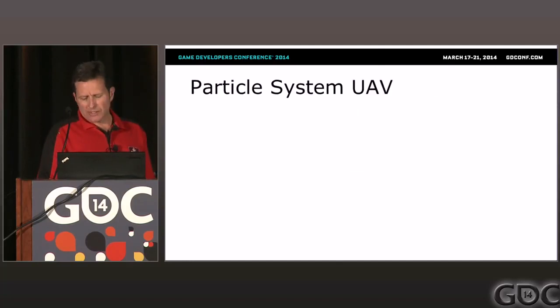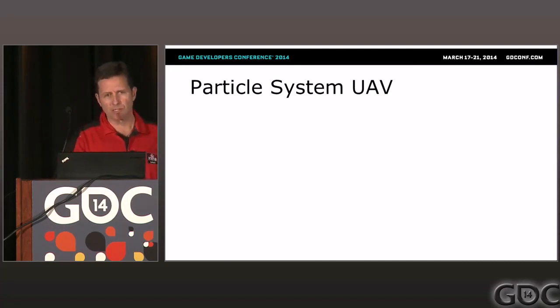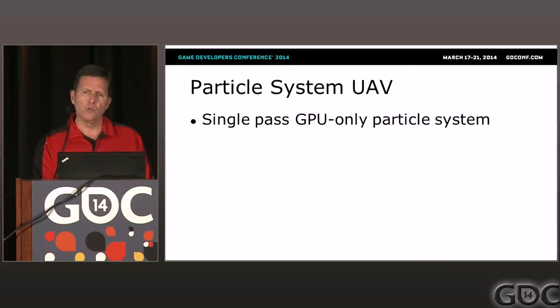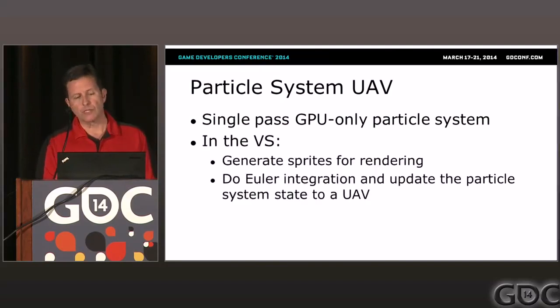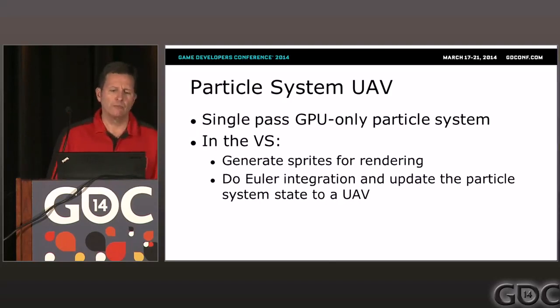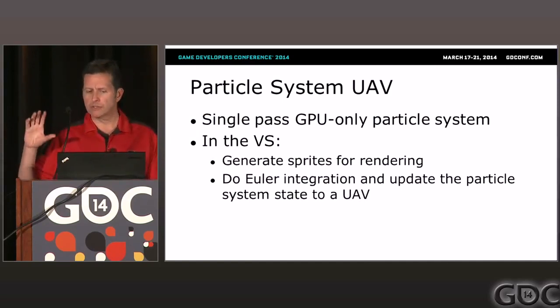All right, so another thing you could do with a UAV, just while we're talking about ideas for that, is to do a single pass GPU-only particle system. So how can you do that? Well, in the vertex shader, you generate the sprites for rendering. As I mentioned earlier, you can use the instance ID, the vertex ID, to look up into the bound SRV to find the position of the particle.